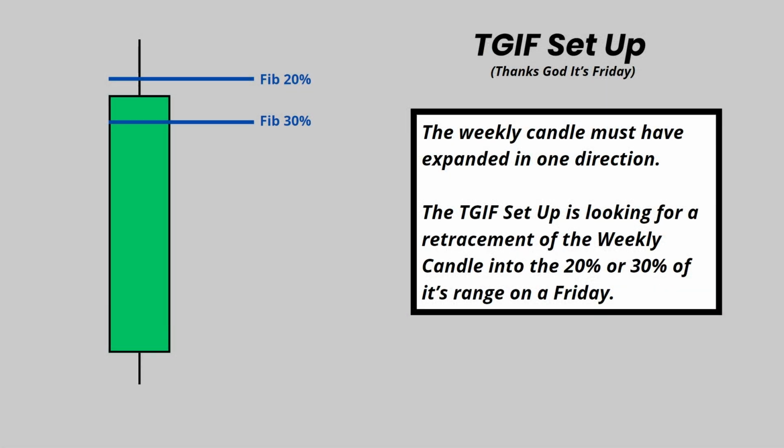Well, the trade was mainly framed by this concept, the TGIF, thank God it's Friday. This is a setup that usually shows up after a weekly expansion. Basically we look for a retracement of the 20 to 30% of the weekly candle's range. We get these levels using the Fibonacci tool from the high to the low of the weekly candle.